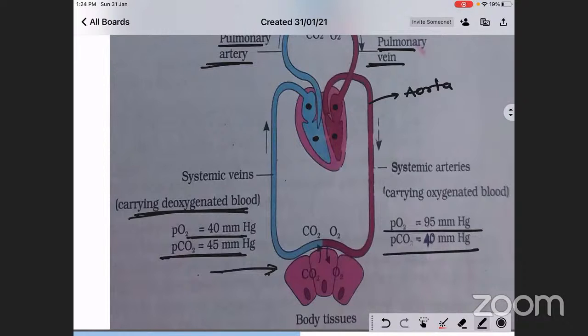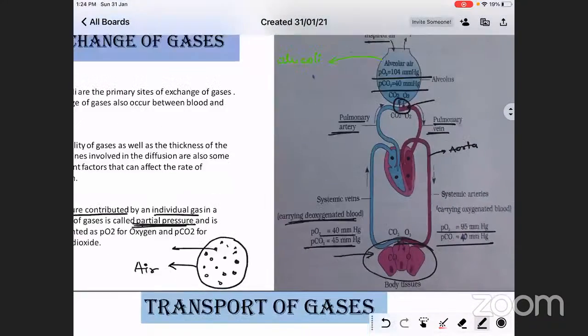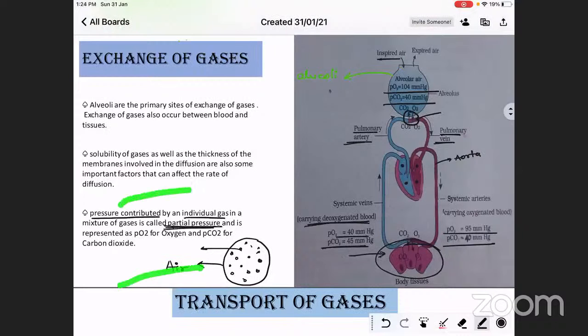We cannot say that in the oxygenated blood there is no presence of carbon dioxide. Yes, there is presence, but much less than the oxygen. So it will ultimately reach the body tissue. So this is the overview. We will see the complete exchange in detail, but this is the overview of how the exchange has taken place.